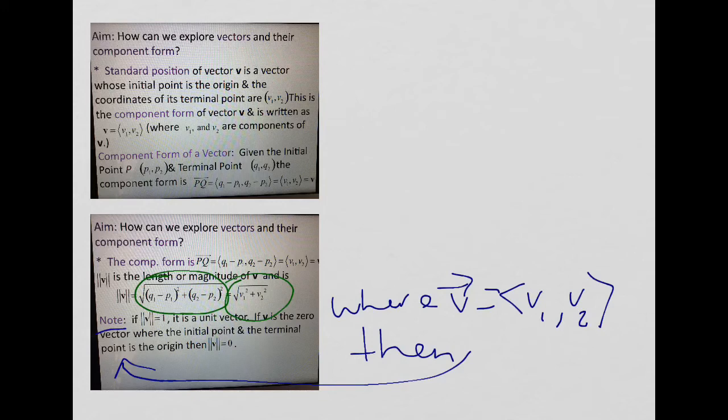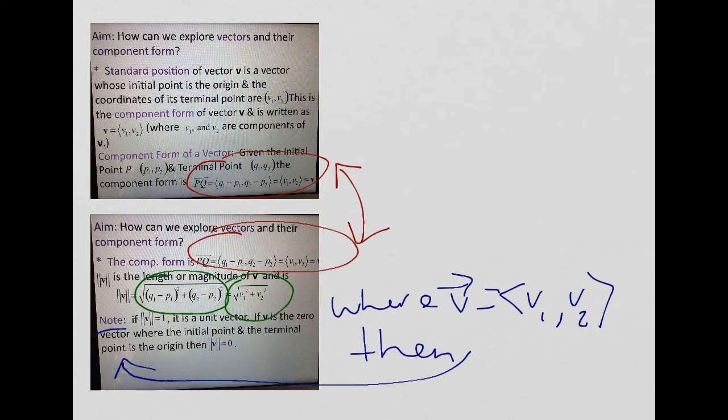So the magnitude of vector v is the square root of the quantity q sub 1 minus p sub 1 squared plus the quantity q sub 2 minus p sub 2 squared, which is equivalent to the square root of v sub 1 squared plus v sub 2 squared. This is, of course, understanding the component form.